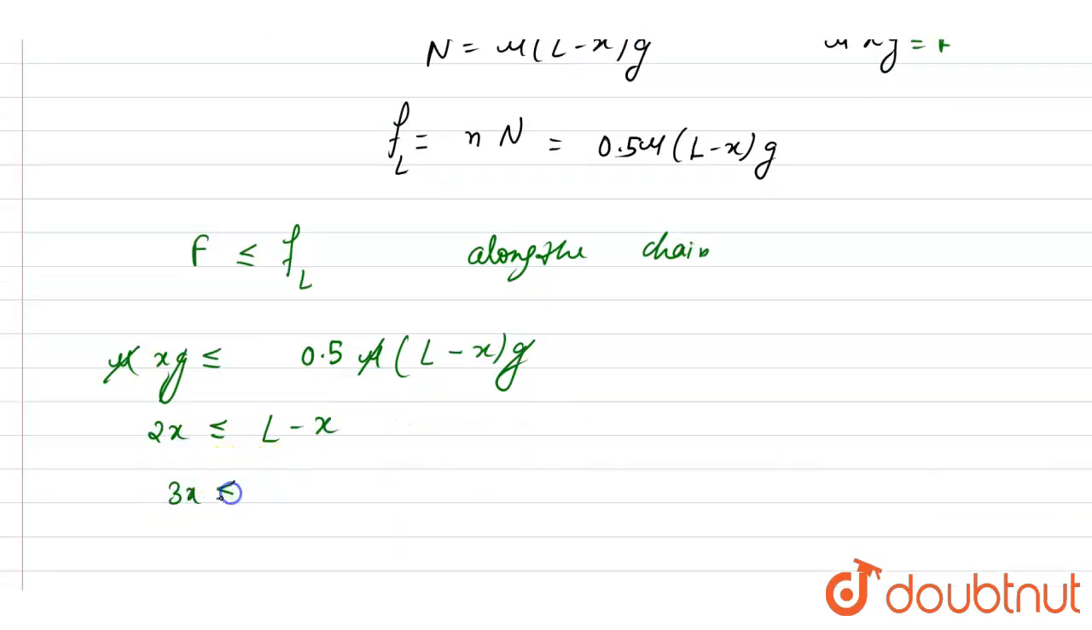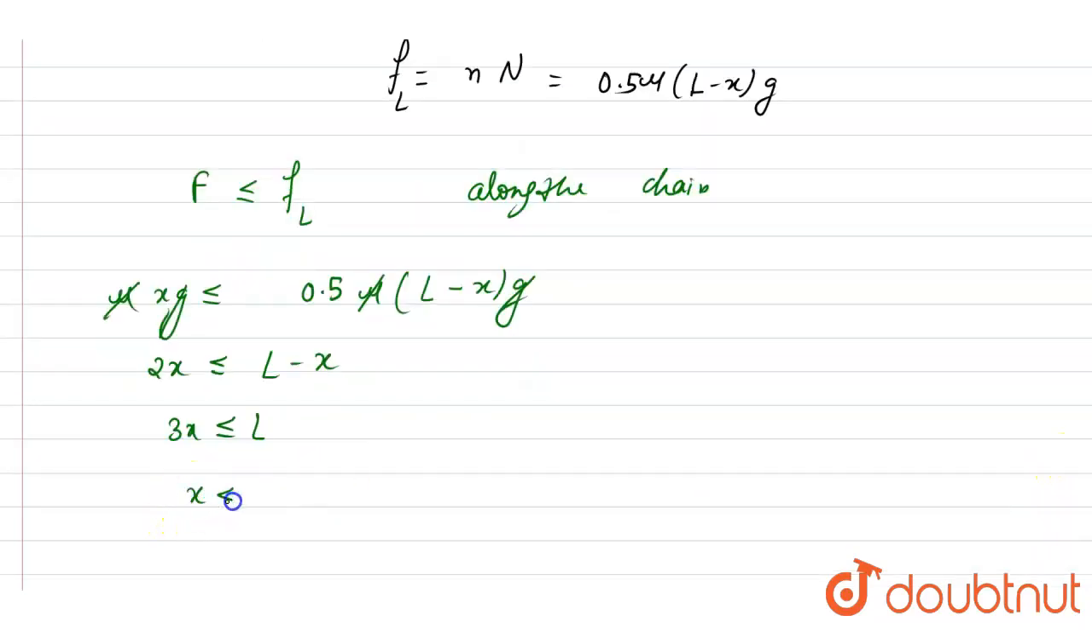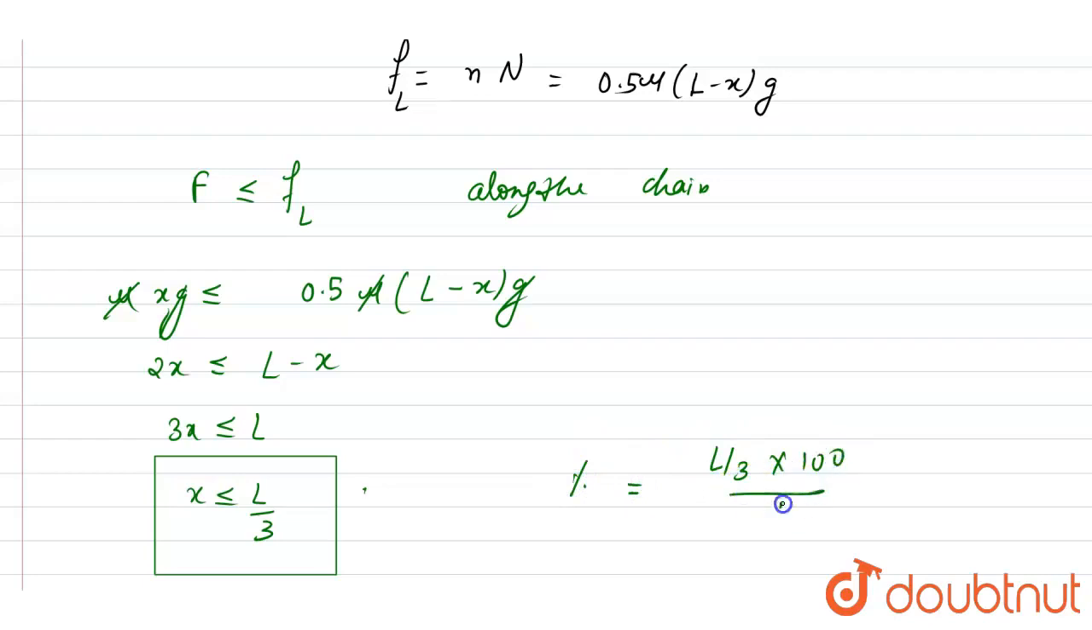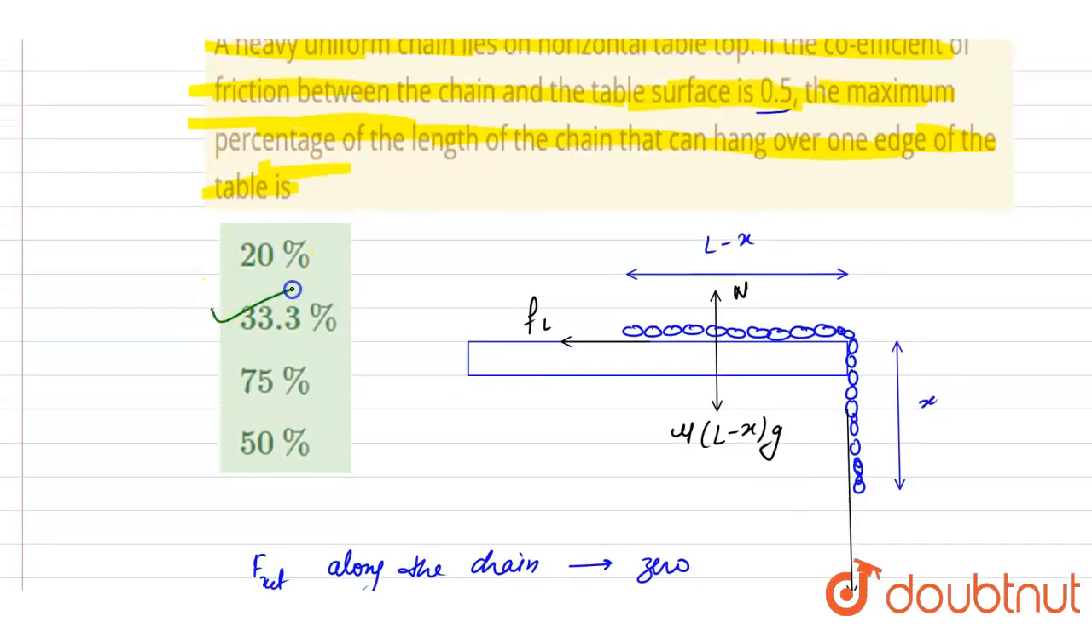So 3x would be less than or equal to L. So the length should be less than or equal to L by 3, right? And we want the percentage, so the percentage is equal to L by 3 into 100 by L. That is 100 by 3. Now you can just see for the answer, it is 33.3, so it is B.